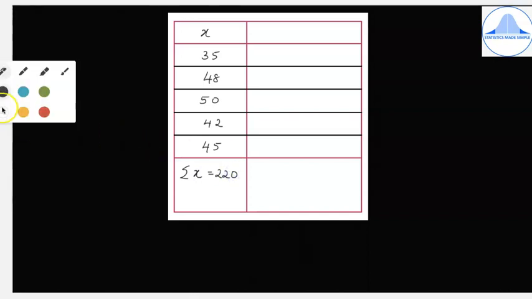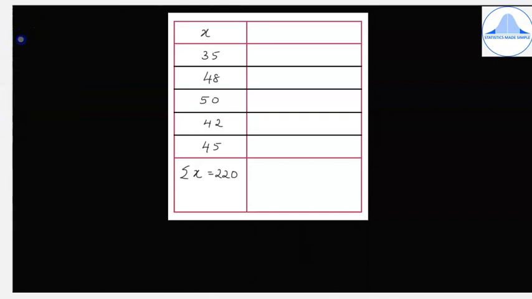So let me first write down the x values which are given to us in the problem. The x values are 35, then we have 48, then 50, 42 and 45. So add up these x values to get summation x is equal to 220. Next, we need to calculate the arithmetic mean, which is given by x bar. We know that x bar is equal to summation x divided by n, which is equal to 220 divided by 5. So you will get x bar is equal to 44.